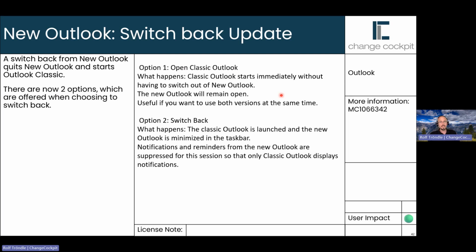Option two is switch back to Classic Outlook. Then Classic Outlook launches, but new Outlook won't be closed. It will just be minimized to the taskbar, and all notifications from new Outlook will be suppressed during this session, and Classic Outlook takes over. So Microsoft encourages you to have both versions open at the same time at least. You try everything you can do in new Outlook, and if you can't find something in there, then use Classic Outlook only for this task. So you get used to the new Outlook.